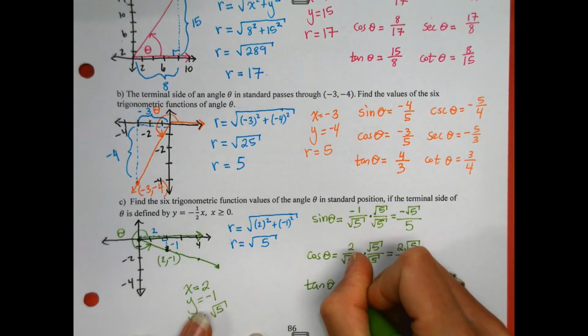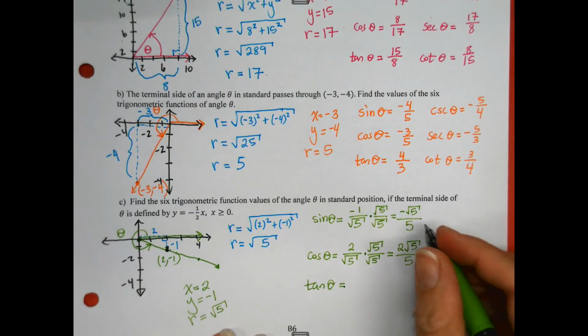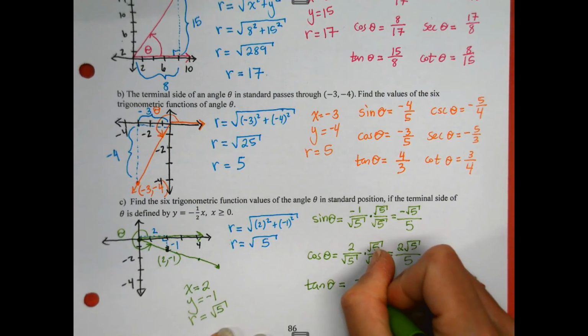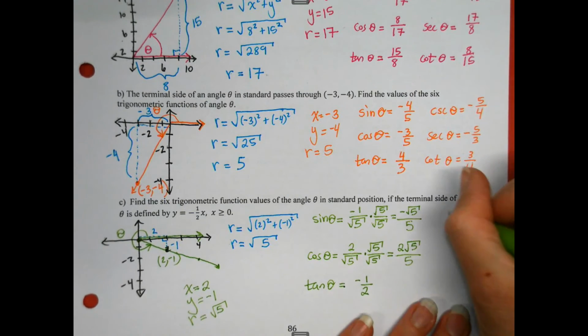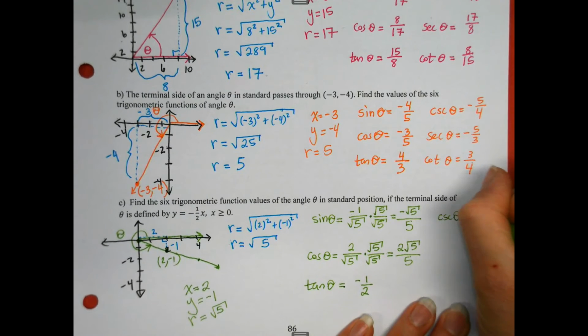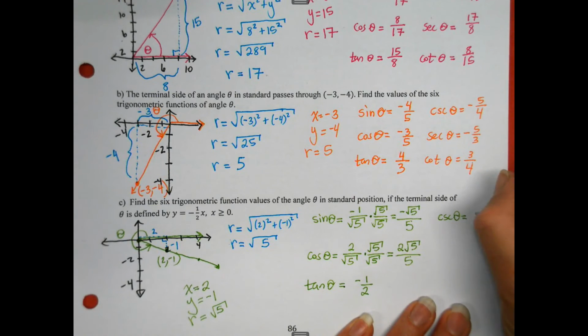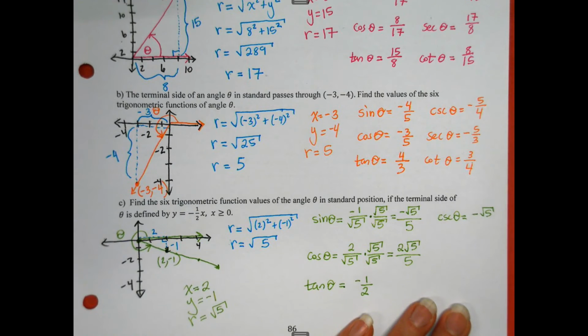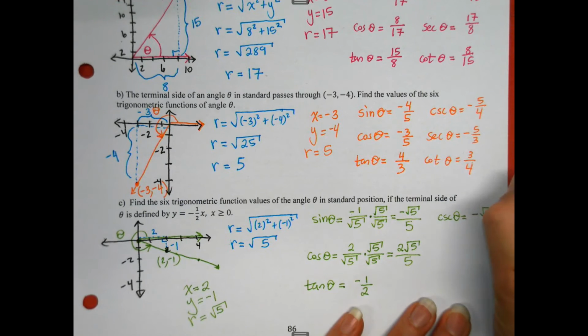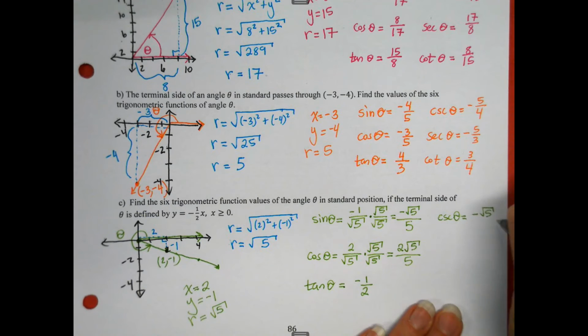Tangent of theta is y over x. Our y is -1, our x is 2. Cosecant of theta, I'm going to take the reciprocal of the unrationalized one, and I end up with negative square root of 5. Or we could have said r, which is the square root of 5, over y, which is -1, and square root of 5 over -1 leaves us with negative square root of 5.